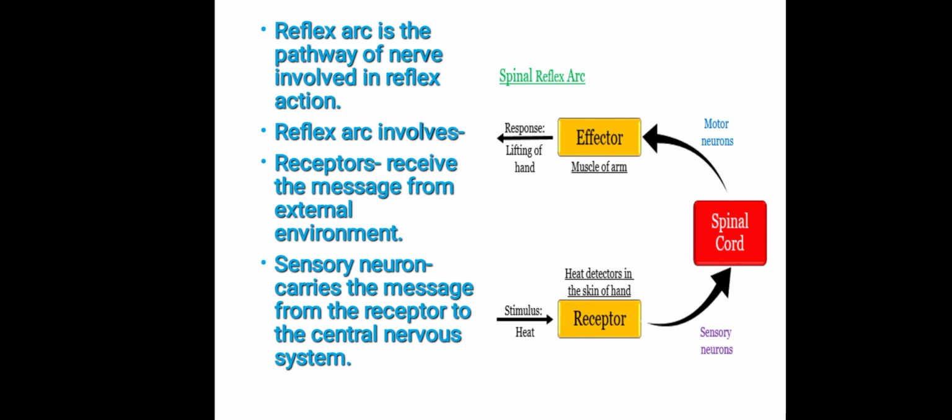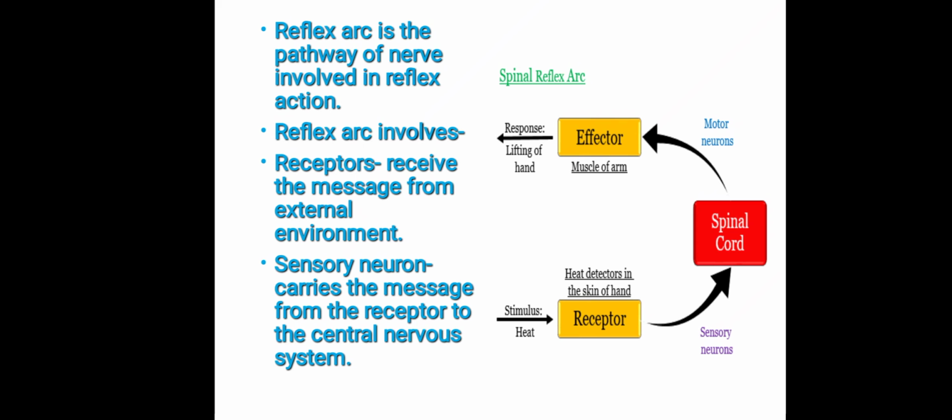So whenever we try to touch any hot thing, we automatically withdraw our hand. That flash of signal is sent from the central nervous system to the different parts of the body as nerve impulses. So this is what reflex arc is all about. It involves the stimulus, whether it's hot or cold. We have the receptors, the heat detectors in the skin of the hand.